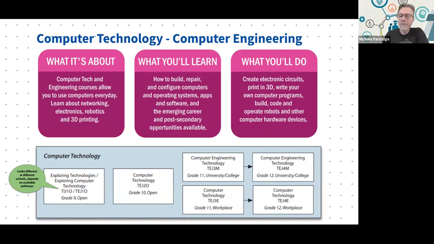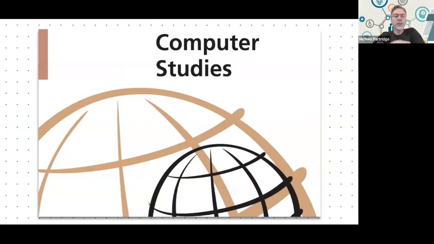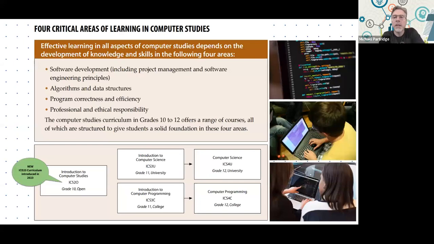Okay. The third type of computer lab courses is called computer studies, and it's a different curriculum altogether. It's a little bit more logic and a little bit more math based. And these courses are in another kind of course code. They start with I, and they're ICD 20, ICS 3U, and ICS 4U. You'll note that there's no grade 9 version of these courses. They start in grade 10.